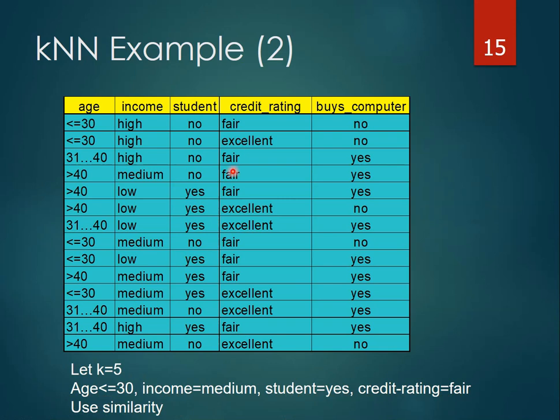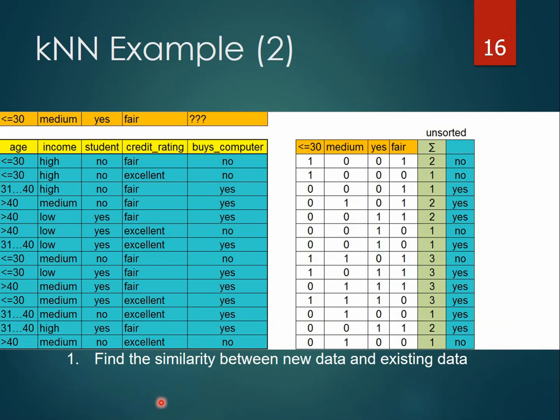We cannot find distance. Okay, how to find distance? We need to use similarity. So find the similarity between the new data and existing data. This is our existing data, the blue ones, and the new data is this one, in the orange background. So how do we find similarity?